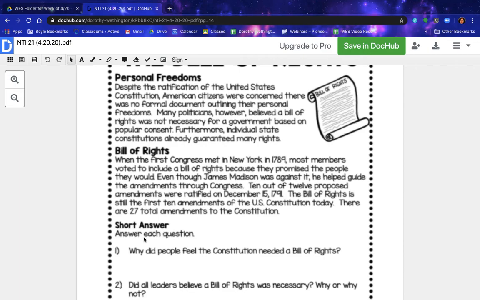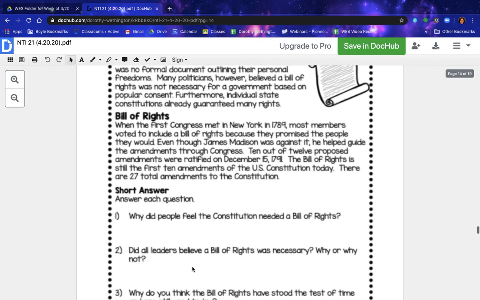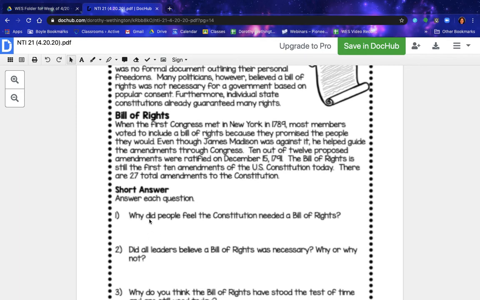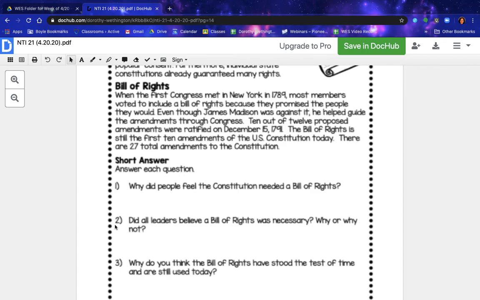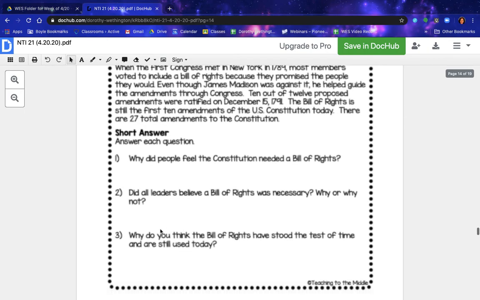Short answer. Answer each question. Question 1. Why did people feel the Constitution needed a Bill of Rights? Question 2. Did all leaders believe a Bill of Rights was necessary? Why or why not? Number 3. Why do you think the Bill of Rights have stood the test of time and are still used today?